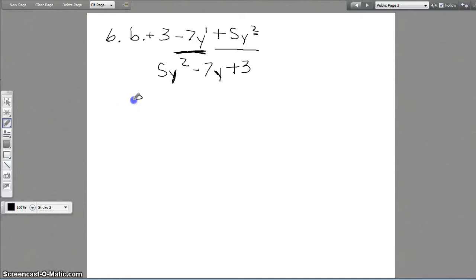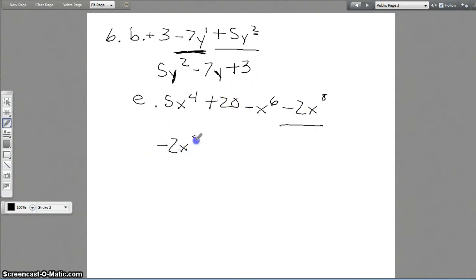So now we're going to look at part E. For part E, we have 5x to the 4th plus 20 minus x to the 6th minus 2x to the 8th. Our highest degree term here is 8, and that is negative 2x to the 8th. Remember, we have to take the sign in front of it also. So we're going to start with negative 2x to the 8th.